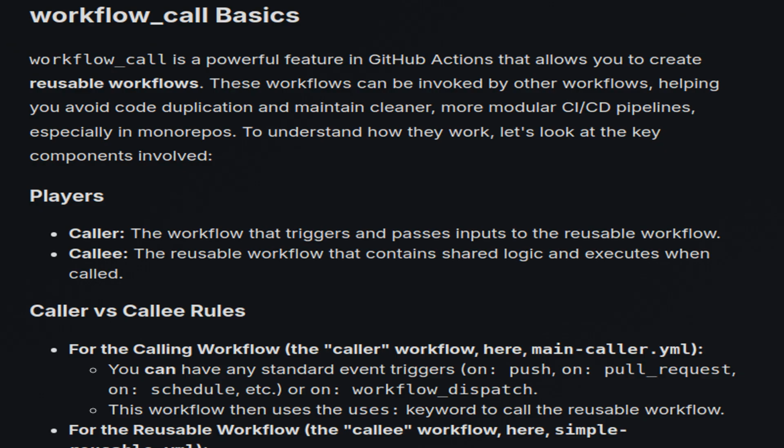Here, workflow call is described as a vital feature in GitHub Actions that enables creating reusable workflows, which can be triggered by other workflows, thus promoting modularity. The section sets the stage for understanding the foundational aspects of how these reusable workflows operate.